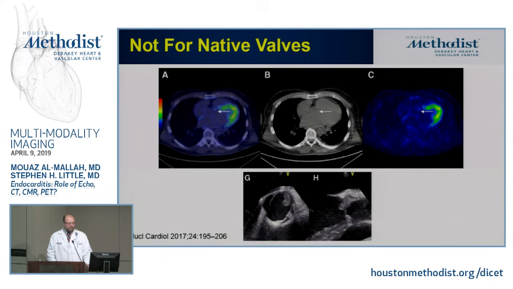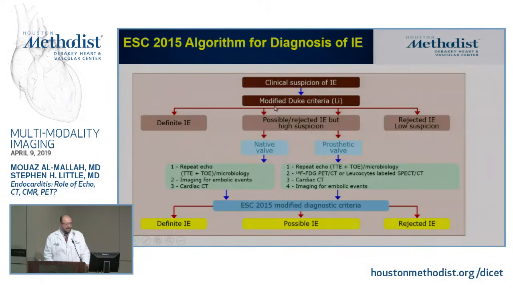Yeah, so for example, here for native valves, you clearly have a patient with vegetation, but it didn't light up in this patient. And the European guidelines now have modified their criteria. For possible or rejected cases, if it is a prosthetic valve, the patient can have a repeat echo or do FDG PET or cardiac CT or imaging for embolic events, while for native valves, FDG PET is not in there.